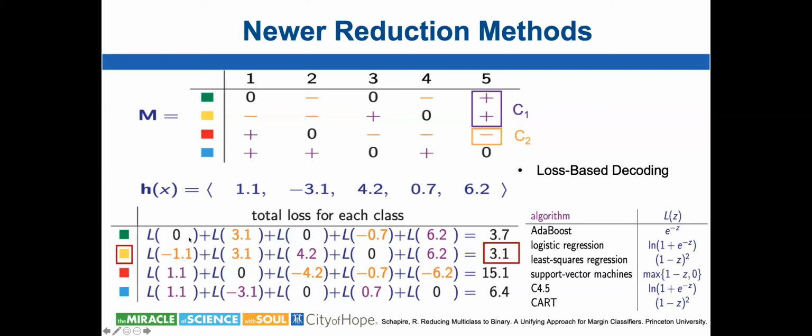And so we would do this design for all of the classes, for all of the columns, to compute the total loss for each of these classes. And when you do that, the one that gives you the lowest loss is the one that you would choose as your final prediction for the instance. So in this case, 3.1 is the lowest loss. So that means the yellow class is going to be our final prediction.